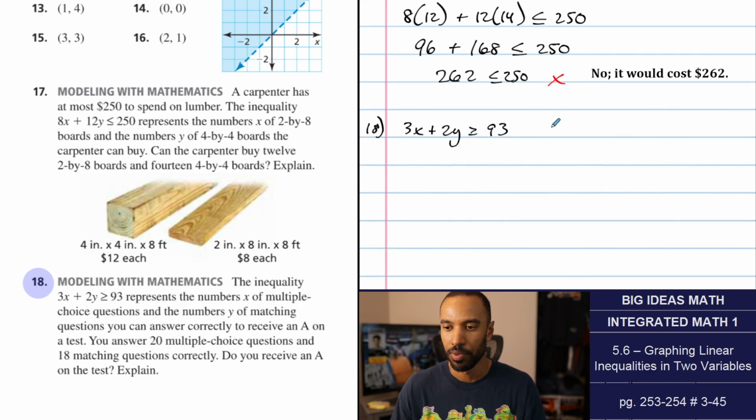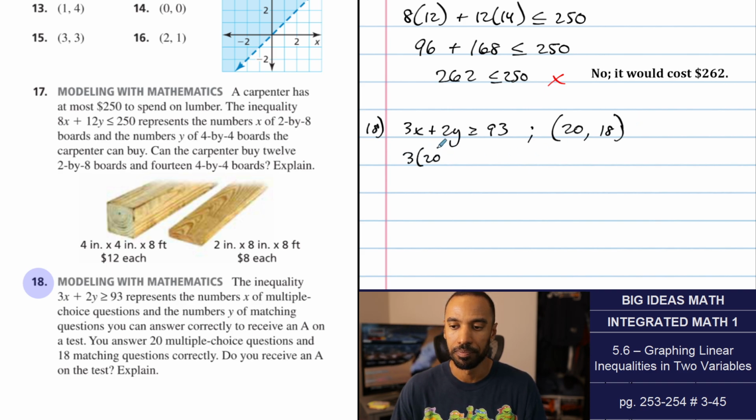Explain. So that's a nice version of representing an inequality word problem, something that we can all relate to as students or teachers. So we're going to test this with, multiple choice is x, so 20 is how many we're going to get correct there, and 18 for y. So let's see if we get at least that 93 or more, at least 93. If it's 93, we'd be good.